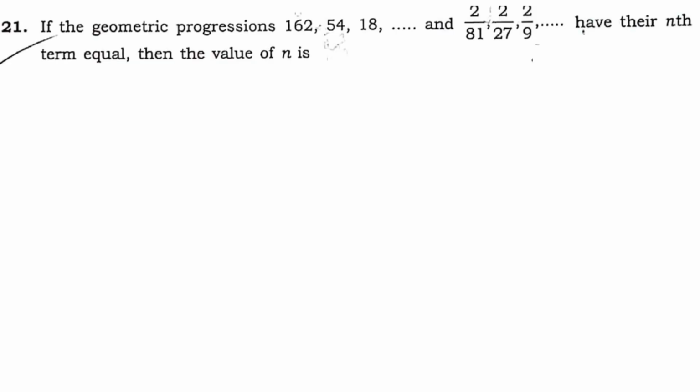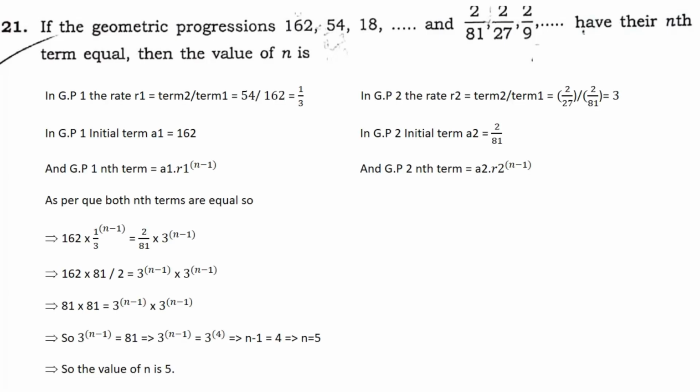So next question, 21. If the geometric progression 162, 54, 18 and so on, and another geometric progression 2 by 81, 2 by 27, 2 by 9 and so on have their nth terms equal, then the value of n is? So first, in GP1 the ratio r1 equals term 2 by term 1, means 54 by 162, means 1 by 3, right? And in GP2 the ratio r2 equals term 2 by term 1, means 2 by 27 by 2 by 81. So the ratio is 3.